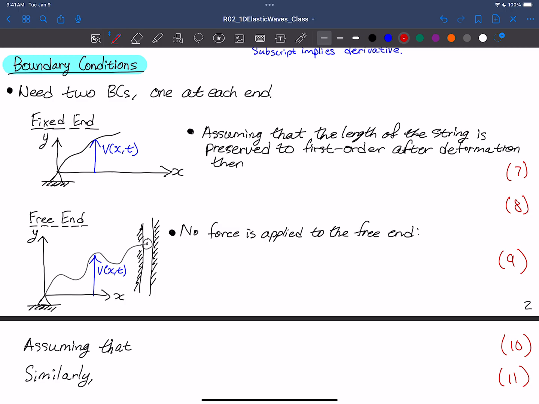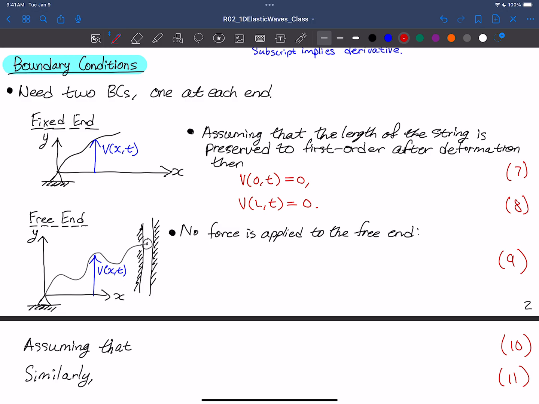Okay, so for a fixed end, if we assume that the length of the string is preserved to first order after deformation, which is a valid assumption given the assumption of small displacements and small angles, then a fixed end will have no displacement at the end. And that means that we can write here that v of 0 comma t is equal to 0. That would be if it was at x equals 0. If it was at x equals L, then v of L comma t is equal to 0. And that is the boundary condition for a fixed end at either x equals 0 or x equals L.